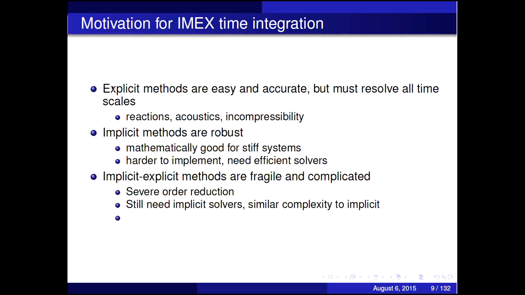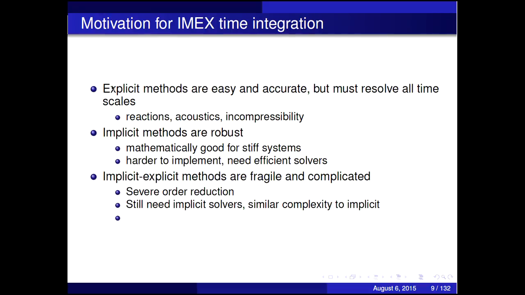Explicit methods are easy and accurate, but if they don't resolve all the timescales, you get a problem with stability, and the solution that you compute blows up. Implicit methods, on the other hand, are really robust and stable, but they require nonlinear solves. And since they require those linear or nonlinear solves, they also tend to be much slower than explicit methods.